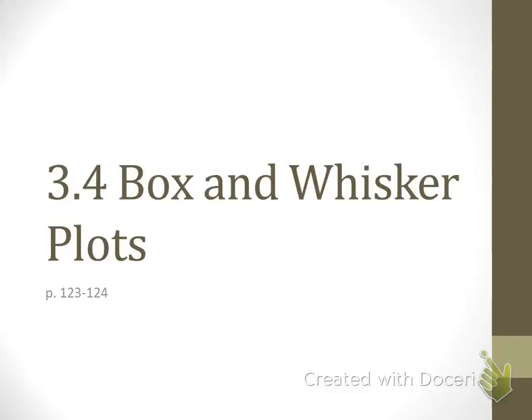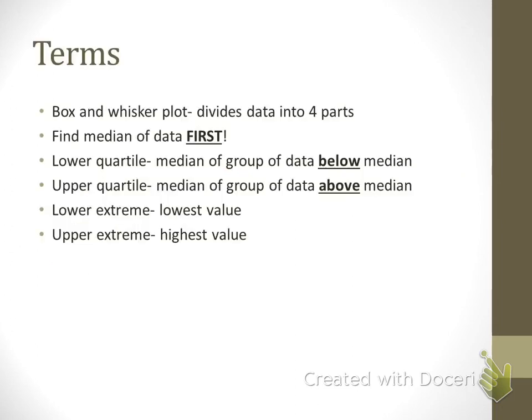All right, so today we're in section 3.4, page 123. Page 123 in your books, Box and Whisker Plots. You do need to know some terms from this section. You need to know that a box and whisker plot divides data into how many parts? Four parts. And we'll look at that in a second.